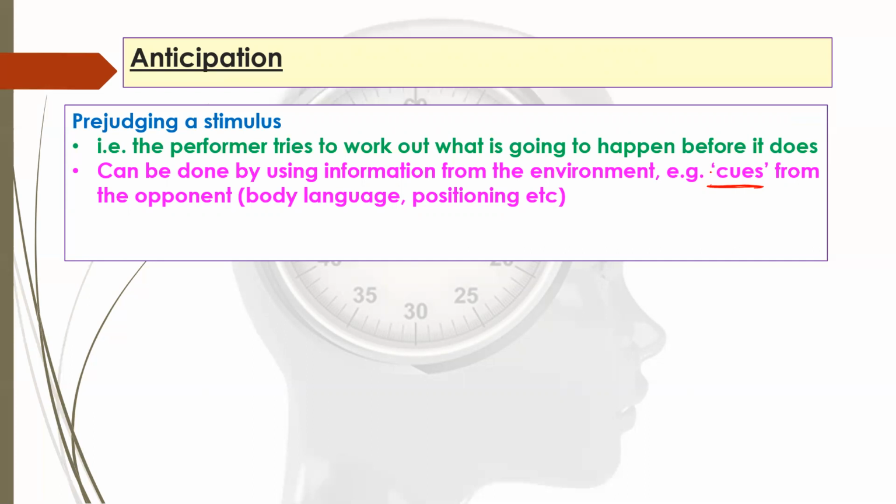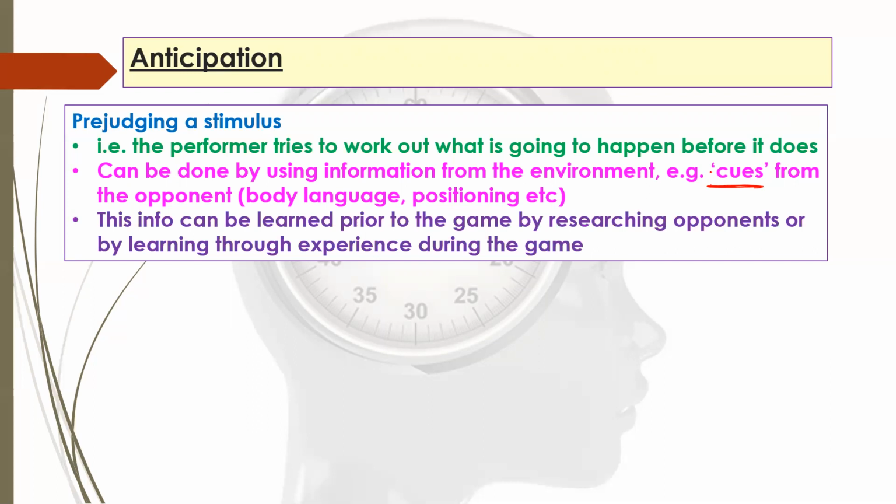Now, I might get it wrong and he might fool me and still go the other way. And that sometimes happens, which is why sometimes in tennis you see a shot that doesn't look particularly hard, but it just beats the other player because they've anticipated it wrong. And this information can be learned prior. It can be picked up during the game, as you gain experience, but it can also be done prior to the game.